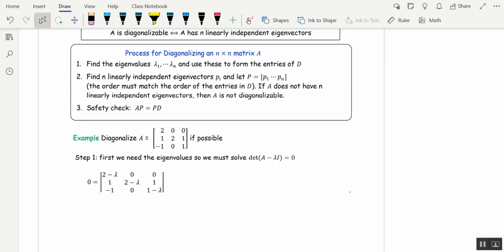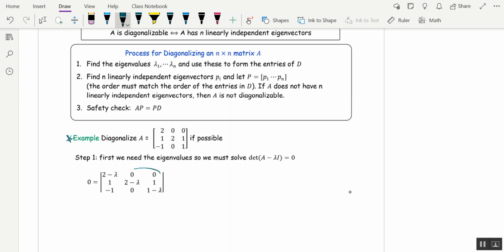So we want to diagonalize this matrix A. So step 1, we need to find the eigenvalues. So we're going to solve the characteristic equation. And I have that set up for us. Now remember, you're not allowed to do row reductions before you find eigenvalues.